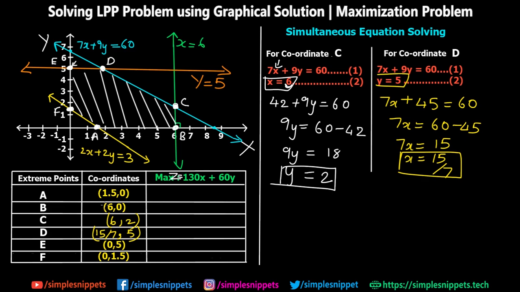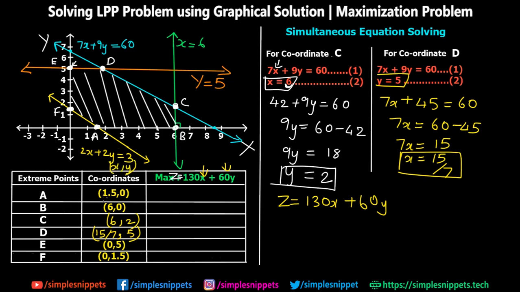Now we can substitute these values in the maximization equation. The maximization equation is z equals 130x plus 60y. 130 is the profit made on one doll, so 130 into the number of dolls, plus 60, which is the profit made on one gun, so 60 into y, which is the number of guns produced. So these 1.5 and 0 are the values of dolls and guns, right? So x represents dolls, y represents guns. So this is x comma y.